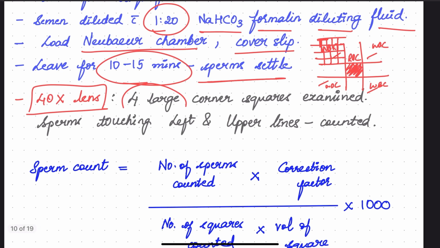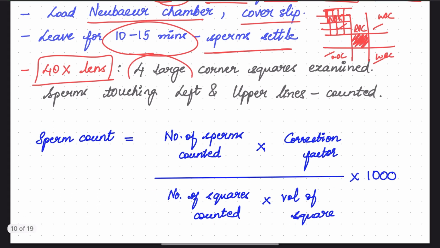Now the formula for the sperm count. You count in all the four squares, right? You note down the number of sperms counted, into the correction factor, since we have diluted 1:20, so into 20, and you divide it by the number of squares counted. You have counted four squares, and the volume of the square, the depth, is 0.1 cubic millimeter, and you multiply with 1000. This is the formula for sperm count.